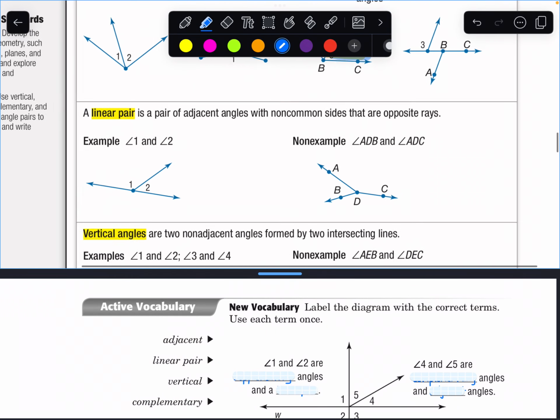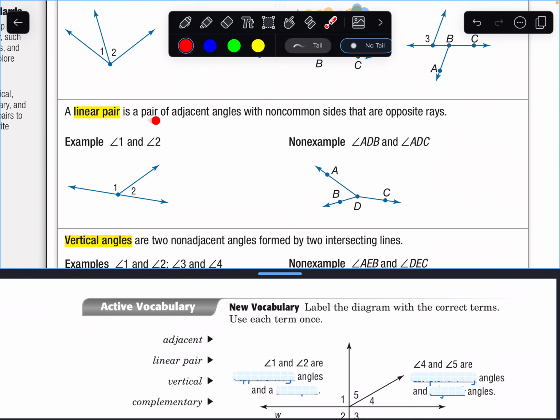How about linear pair? A linear pair is a pair of adjacent angles with non-common sides that are opposite rays. So we have adjacent angles, so this is like a subtype, non-common side, but opposite rays. 1 and 2 are a linear pair, so they form a line. It's in the name. Linear pair makes a line. Non-example, ADB, excuse me, this one here, and ADC, this one here, because this is not a straight line, or not a flat, perfect line. They're not opposite rays.